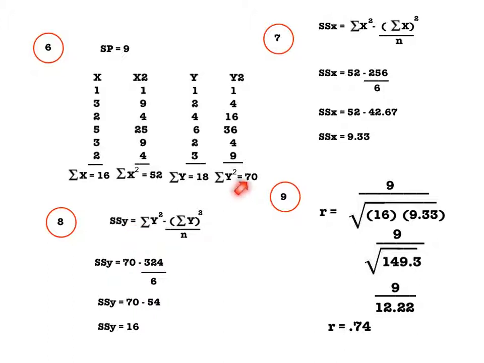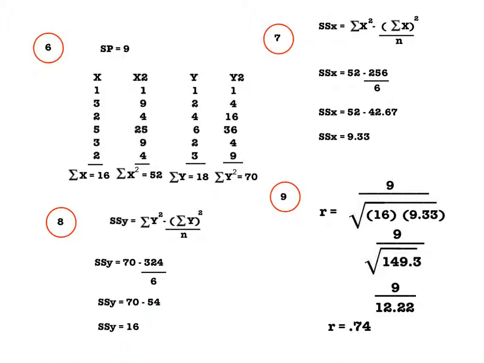Coming down to number 8, we do the same thing for the y-scores. The sum of y squared is 70. Okay, so that's going to go there. And then the sum of y is 18, but we have to square that sum. So that gives us 324 right here, and our n is still 6. So that works out to 70 minus 54 is equal to 16.